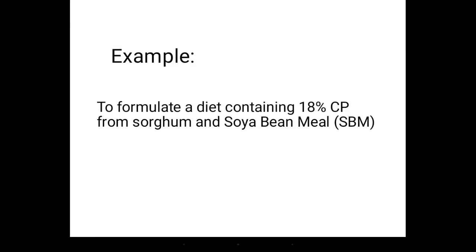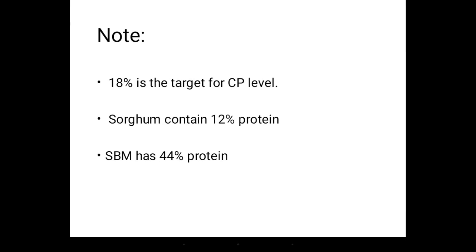For example, to formulate a diet containing 18% CP, CP means crude protein, from sorghum and soya bean meal, which is SBM. We should note that the target CP that we are working at is 18%. And from the analysis I talked about earlier, we have sorghum containing 12% crude protein, and our soya bean meal containing 44% crude protein.